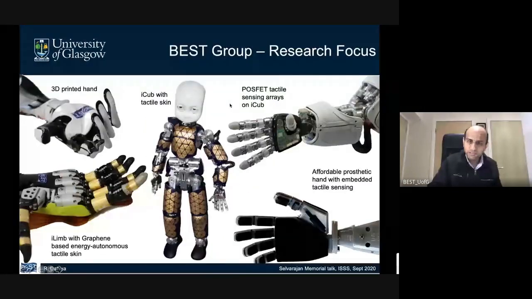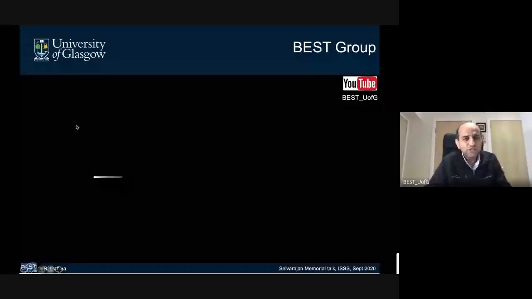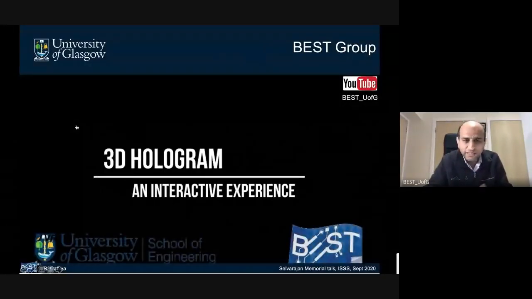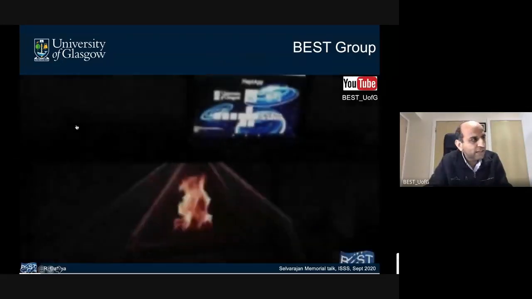Here are some examples of electronic skin, various variants of skin and 3D printed hands that we have developed. For example, in the center is iCub with large area electronic skin. There's a POSFET tactile sensing array integrated on the palm of iCub, the same robot. Then there's a 3D printed hand, which has embedded tactile sensors inside the structure itself. There's a graphene-based skin that you see here on the iLimb, and then another example of a 3D printed hand shown here. We also work at the interface of the virtual world and the real world, and in that context, we have developed our own demonstrators.